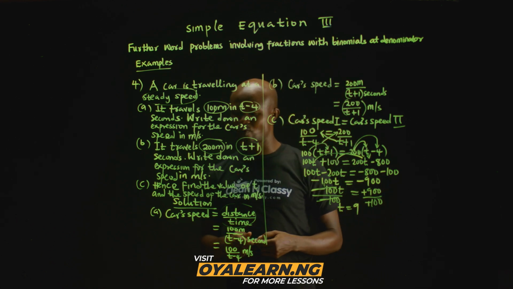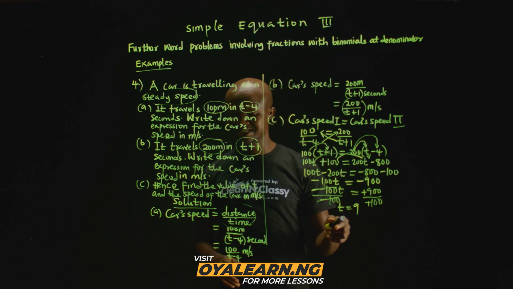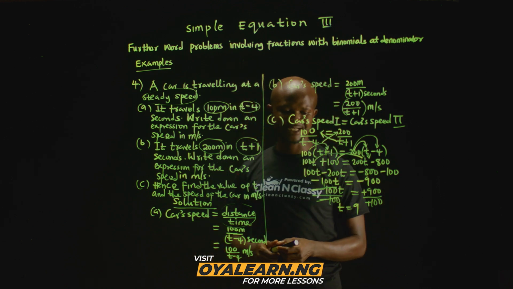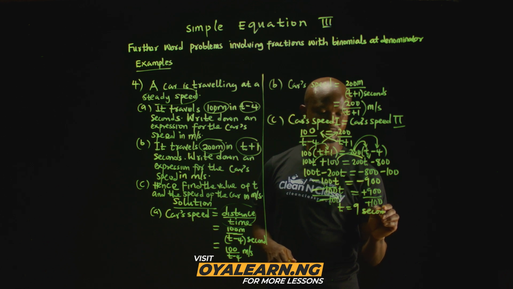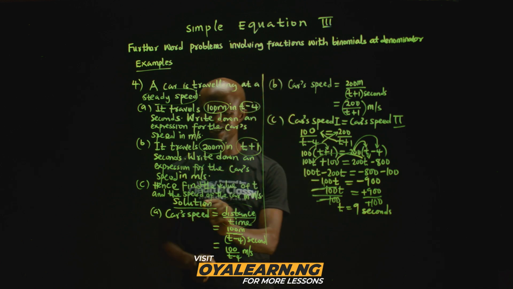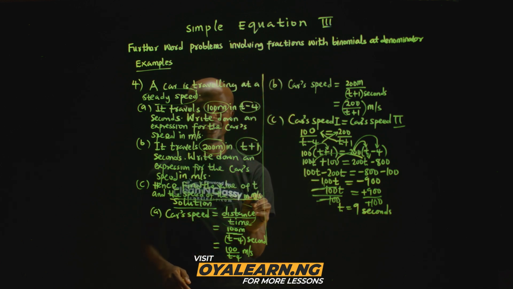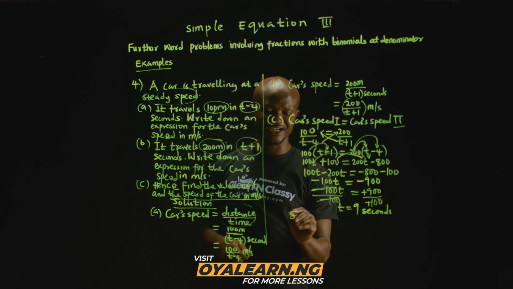So let's go back to the C question. Hence, find the value of t. The value of t is 9, that is, 9 seconds. Now, and the speed of the car in meters per second. So the speed of the car.